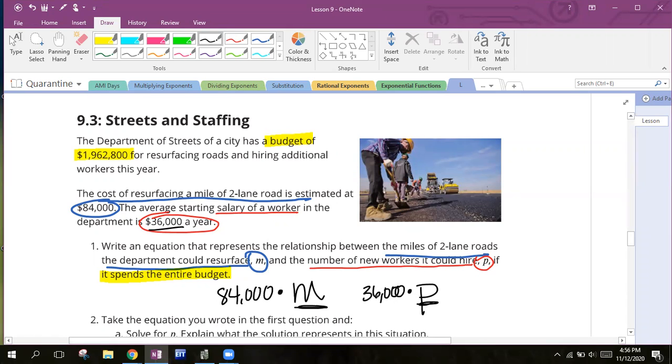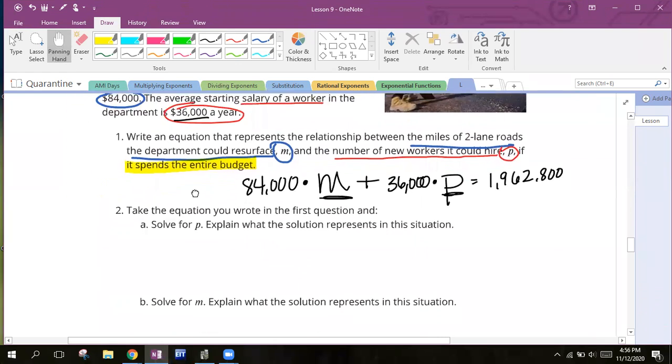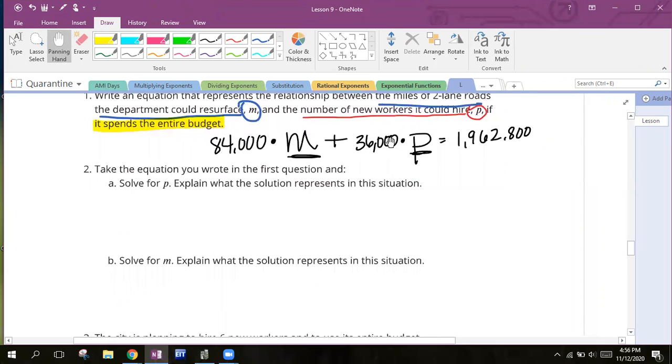To find the total, how much that's all going to cost, I add those together, and it has to meet within that budget, $1,962,800. So that is my equation for this situation. Yes, I know we're working with big numbers here, but you have got it. It wants us to take that equation and solve for P. So when it says solve for P, it wants us to get P by itself.